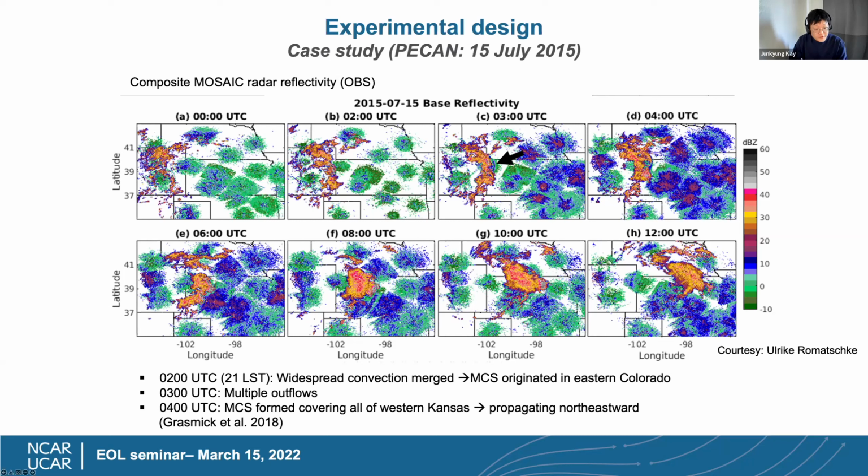At 02 UTC, widespread convection merged, and the MCS originated in western Kansas, eastern Colorado here. And at 03 UTC, we can find the multiple outflow here, and at 04 UTC, the MCS formed and covered all of western Kansas.